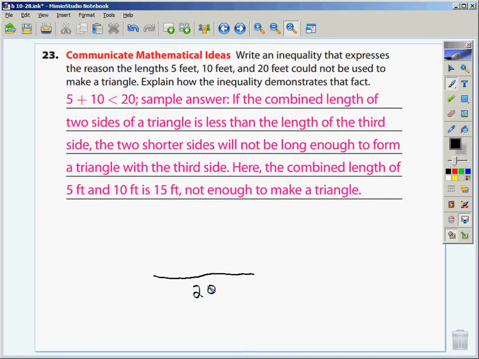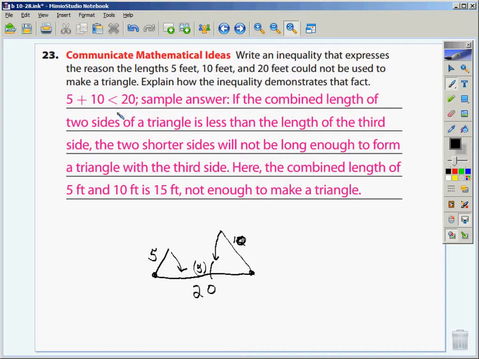If this is one side of a triangle that's 20 feet long, this is another side that's 5 feet long, and this is another side that's 10 feet long. And I hinged it right here, and I started folding this down because it was hinged here. Would these two ends ever meet? No. In fact, there would be a 5-foot gap in between them, wouldn't there? So, 5 plus 10 is less than 20, which is why this won't work.